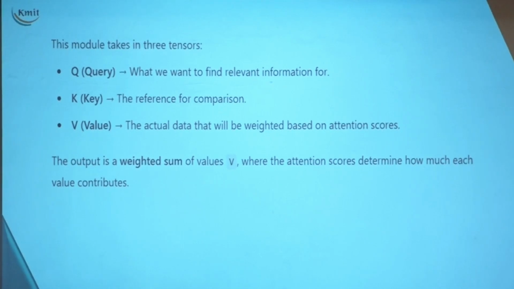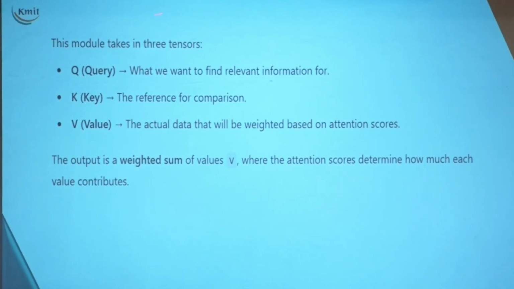After that, again I am explaining the same module. This module is taking 3 tensors, query, key and value. Query, what we want to find relevant information for. Key, reference for comparison. Value is the actual data. So you take query and key, find the dot product of it, scale that down by dividing it by the square root of the dimension of your key. Once you get that as an attention score, you pass that through a softmax function to get a probability distribution. After that, every attention weight will be multiplied with its respective value vector. Now, output will be a weighted sum of all the values of V.